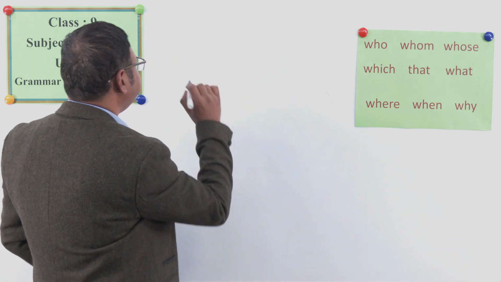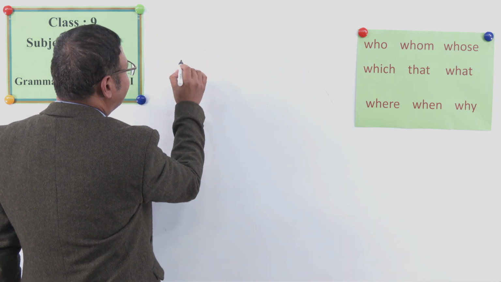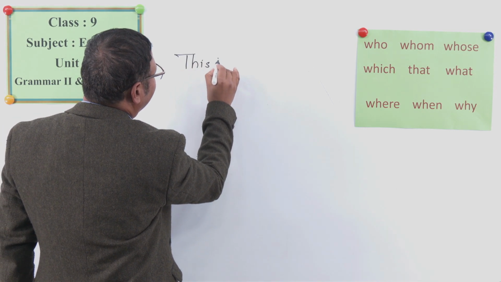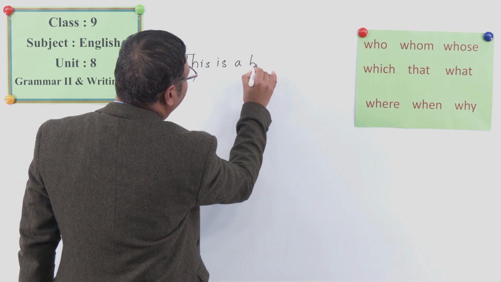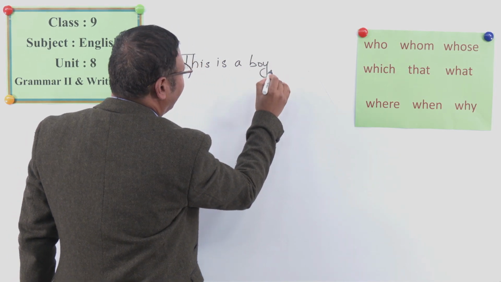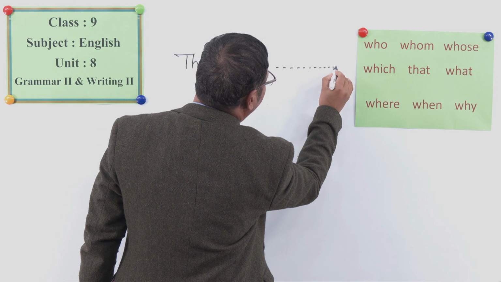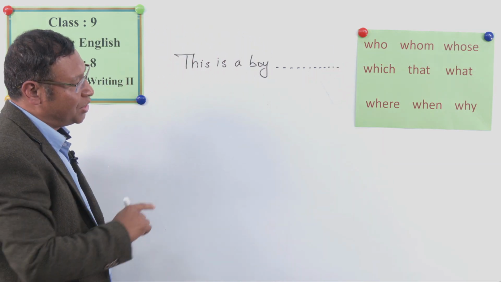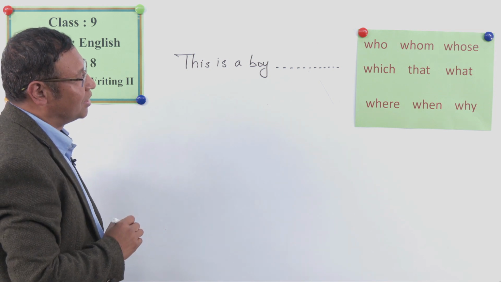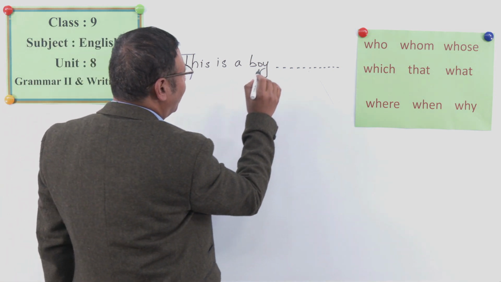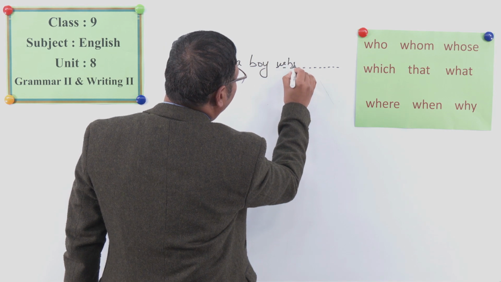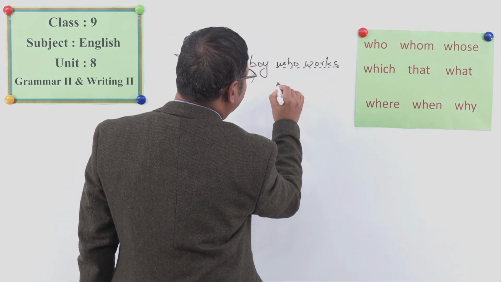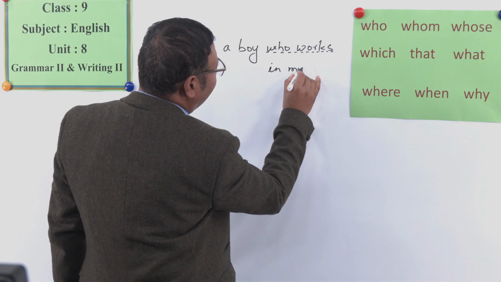All right. So let's see. This is a boy. All right, I give you the spaces. Can you use these words? Can you use these relative pronouns? All right. This is a boy. Then you can say who walks in my office.